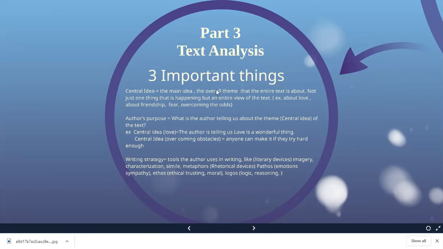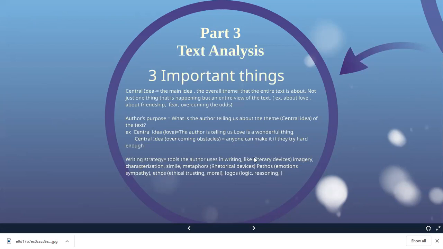We just talked about theme, right? That's that central idea. There could be more than just one central idea or more than one theme, right? What is the author telling us about the theme? The author is telling us that love is a wonderful thing, and you can make it if you try hard enough. Those are central ideas, right?